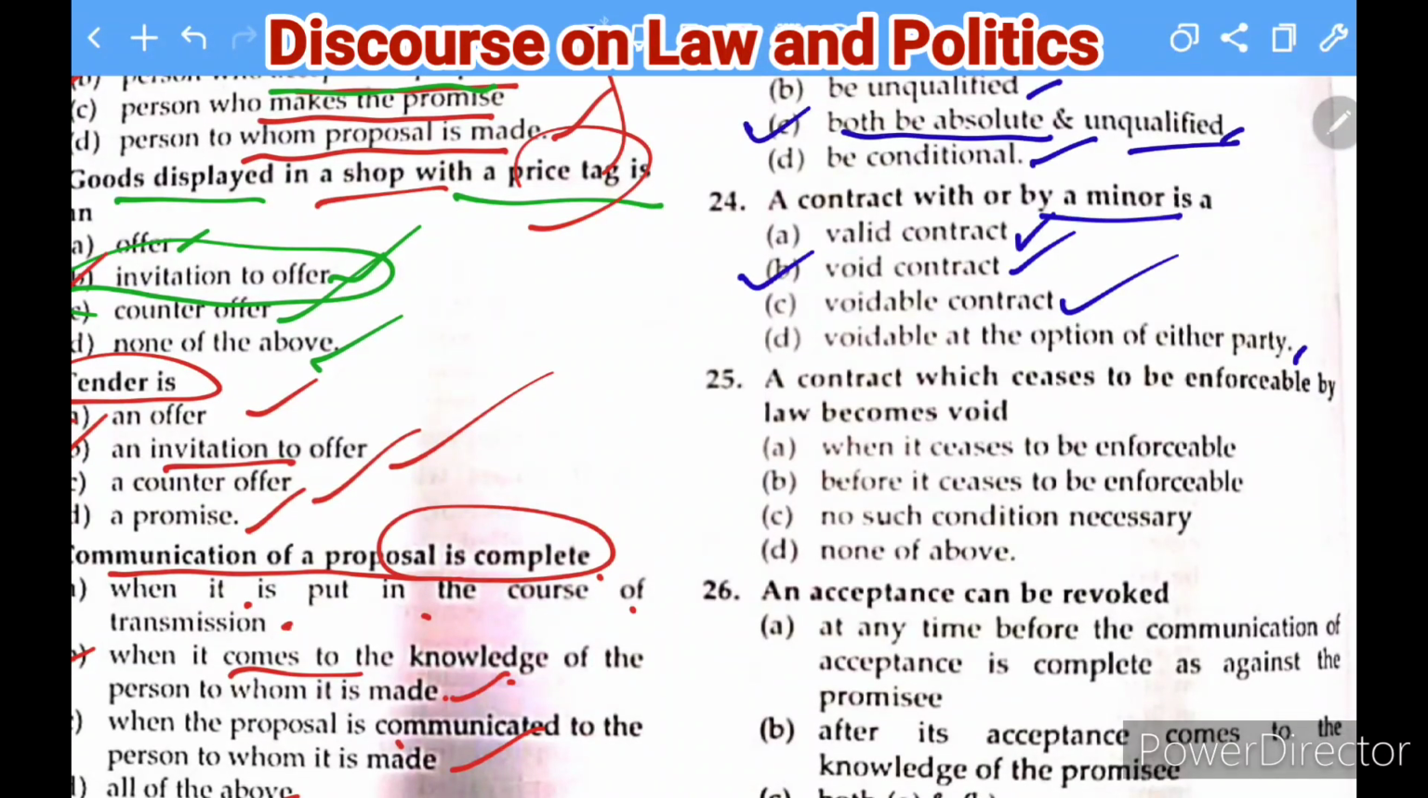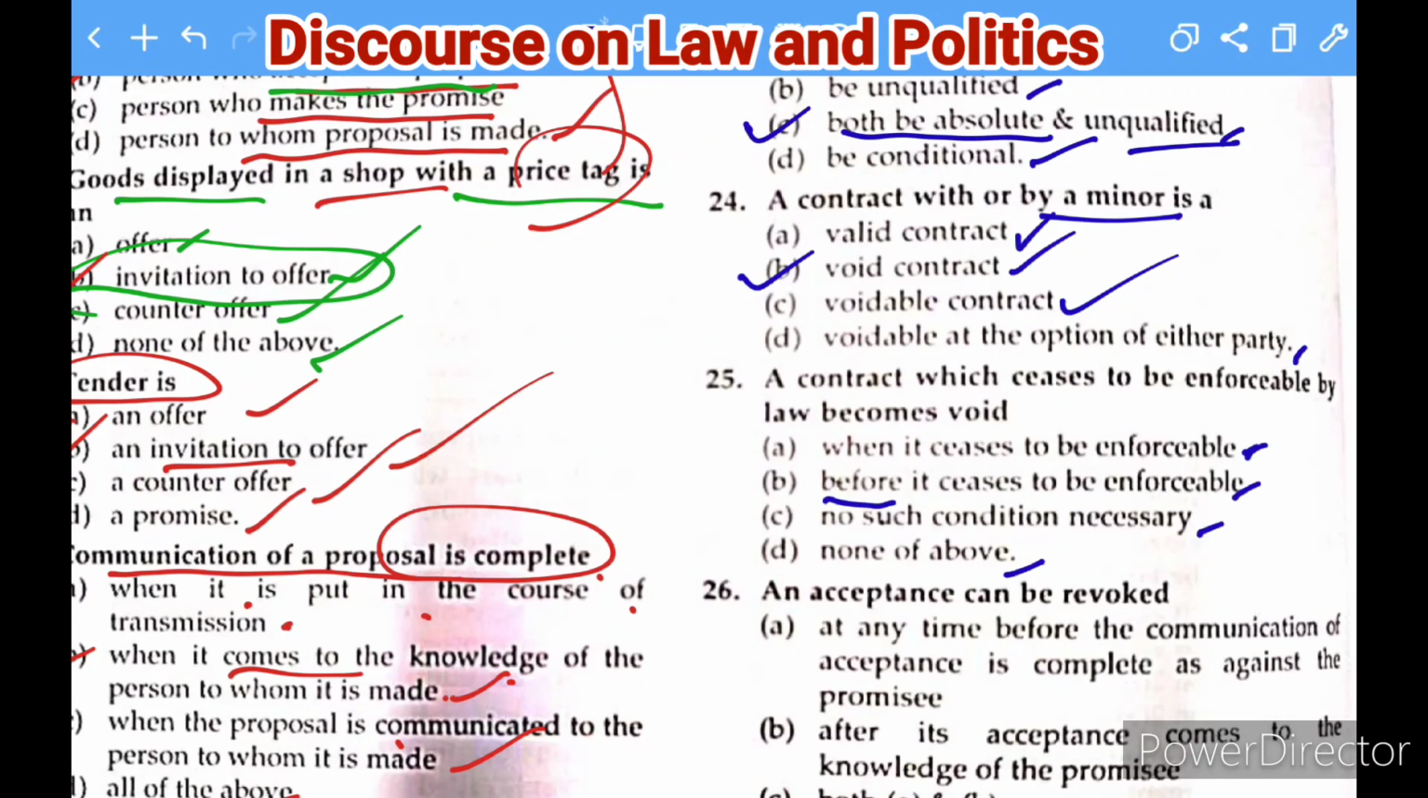A contract which ceases to be enforceable by law becomes void when it ceases to be enforceable. The second option is before it ceases to be enforceable, no such condition necessary, and the last one is none of the above. So just give your answer here. A contract which ceases to be enforceable by law becomes void. When is it going to be void? Just give an answer in the comment box.